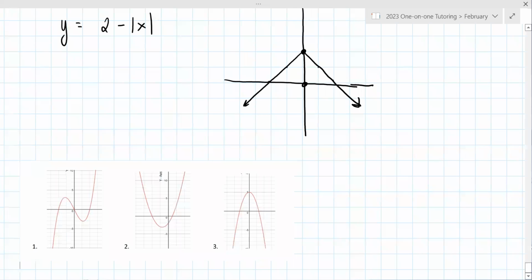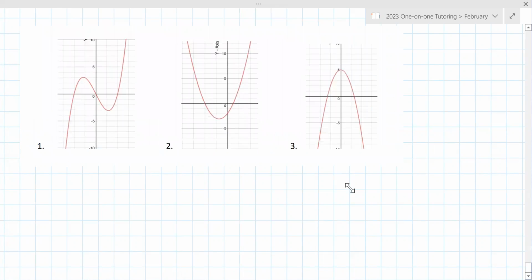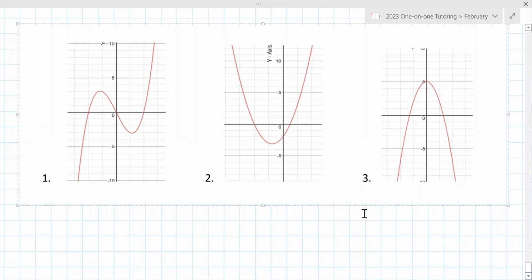Another kind of graphing exercise here. Let's see here. Which is even, which is odd, and which is neither in this one? So the odd one is number 1. Okay. The even is number 3. Okay, I agree. And then neither is number 2. Very good.